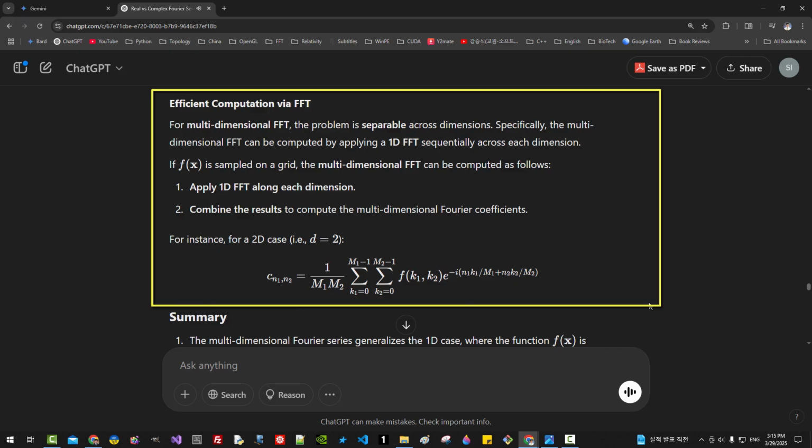For multidimensional FFT, the problem is separable across dimensions. Specifically, the multidimensional FFT can be computed by applying a 1D FFT sequentially across each dimension.